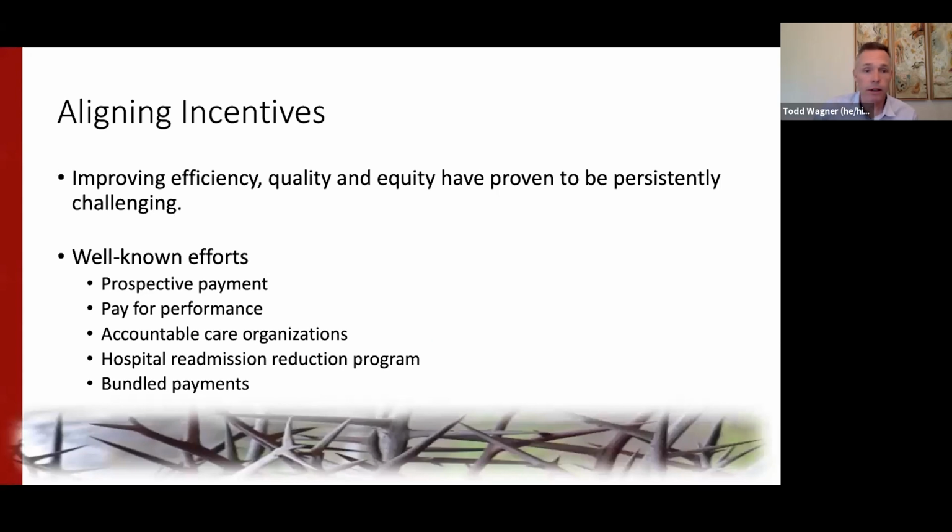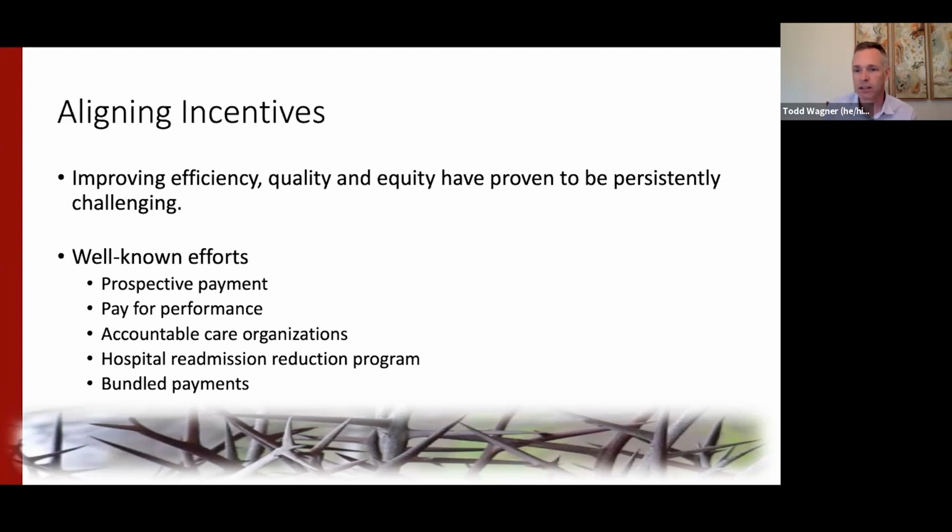So in the past 30 years, we've really struggled to align incentives and come up with ways of improving efficiency, equity, and quality. And we've gone through a number of these well-known efforts: prospective payment, you probably remember many of these, pay for performance, and accountable care organizations. We went through the hospital readmission reduction program and bundled payments, just to highlight. Most of these struggle to enact the effects that we want them to enact.